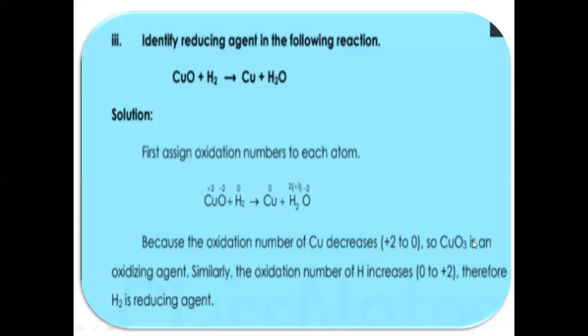copper oxide is an oxidizing agent. There is no 3 here, this is just CuO. CuO is an oxidizing agent. Similarly, the oxidation number of hydrogen increases from 0 to plus 2. One hydrogen is plus 1 and for 2, plus 2. Therefore, hydrogen is the reducing agent.